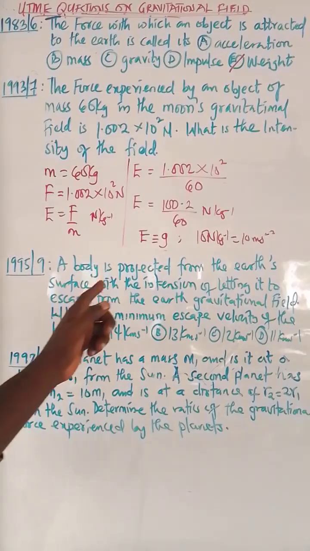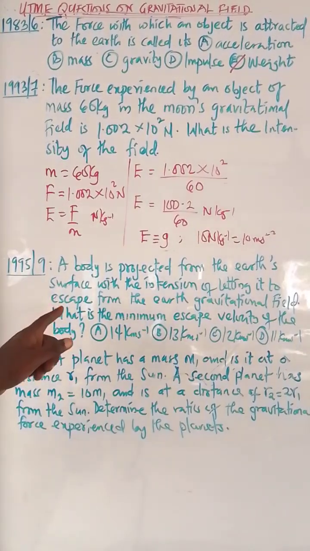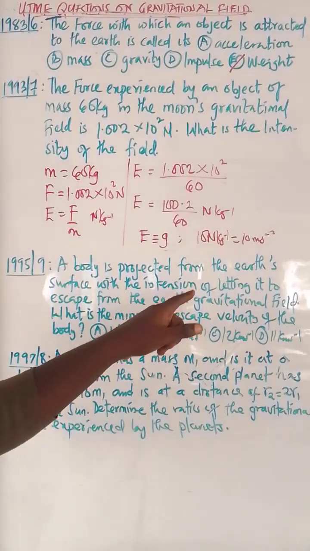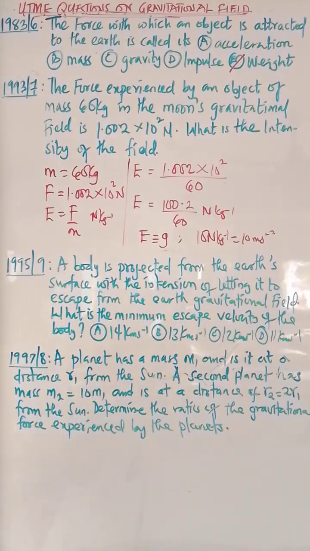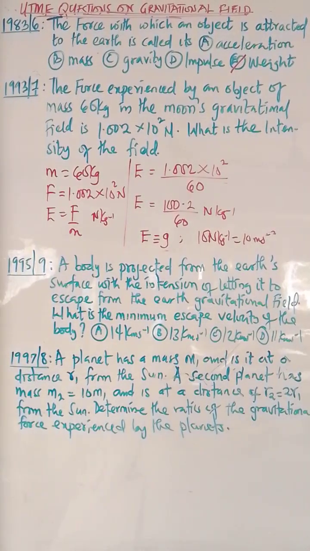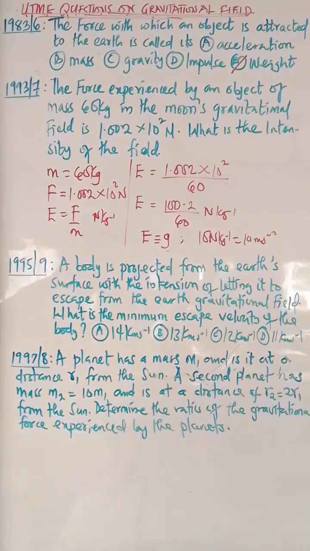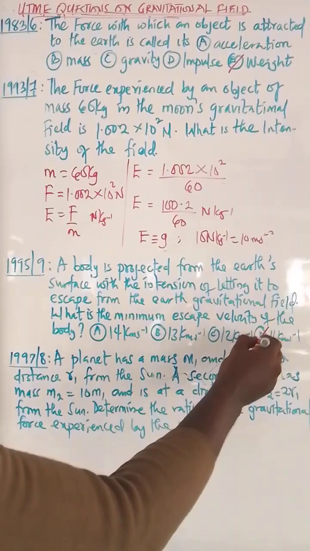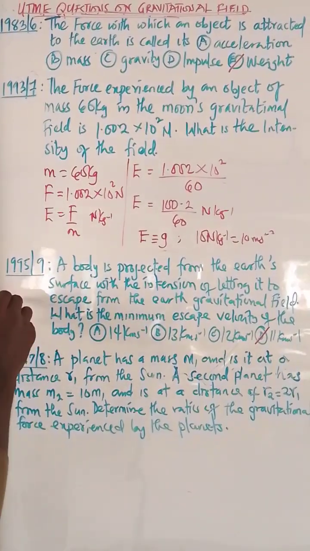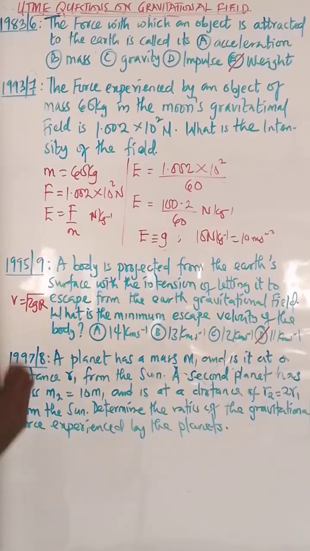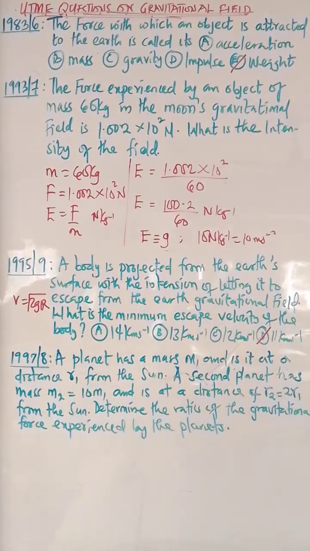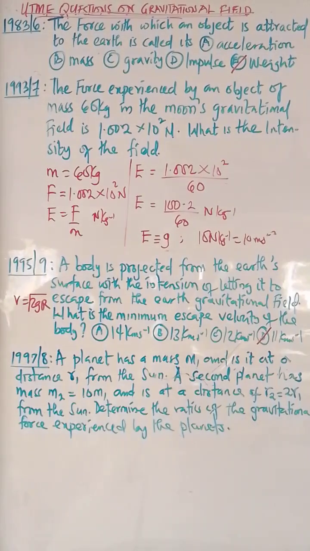Next, a body is projected from the Earth's surface with the intention of letting it escape from the Earth's gravitational field. What is the minimum escape velocity of the body? Ordinarily, you ought to solve this question, but if you listened to the lecture, you don't need to solve. The answer is this straight. The formula is V equals square root of 2gr, where r is the radius of Earth. In this case, you're not even given the radius, so you are expected to know the value itself.